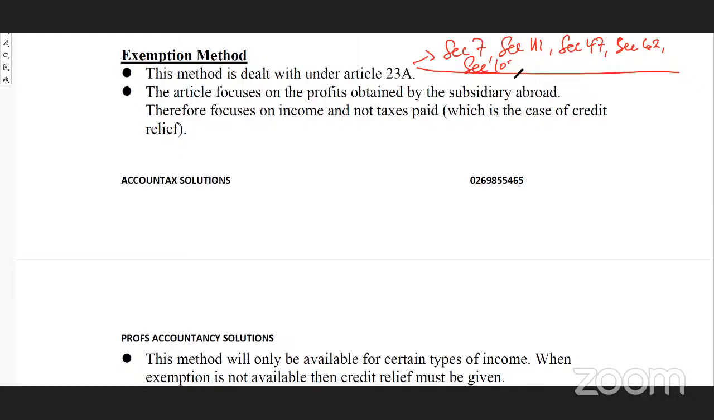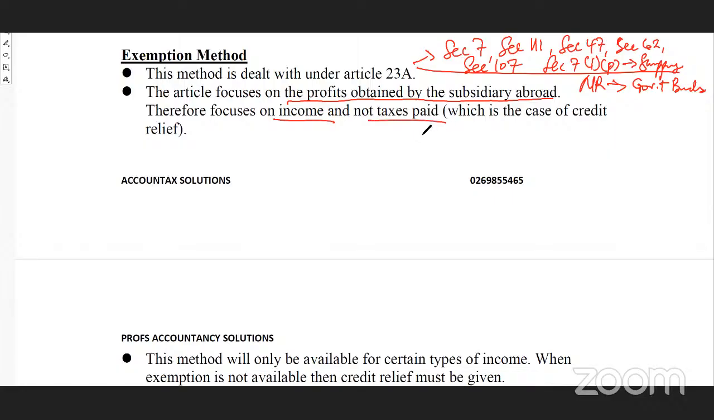Section 107 talks about exemption from PE. So there are a lot of exemptions spread, even Section 7, subsection 1P. What do we call it? Shipping and air transport businesses, right? There's exemption for non-residents if they buy government bonds, right? So there are a lot of exemptions under our law. So the exemption method is spread all across our act, right? Now, it focuses on the profits obtained by a subsidiary abroad most of the time. That is what we'll be using. And it focuses on income and not the taxes paid.